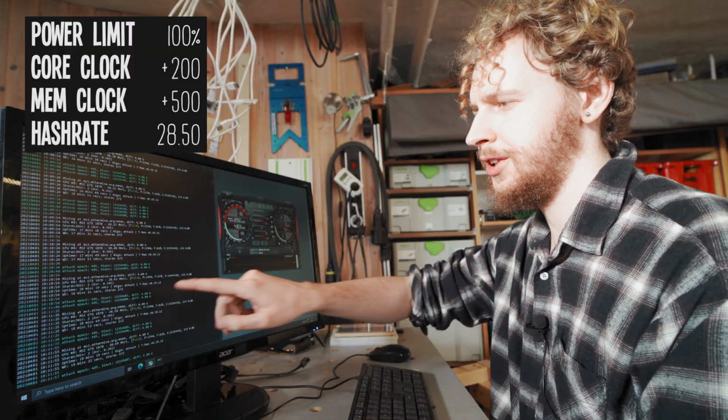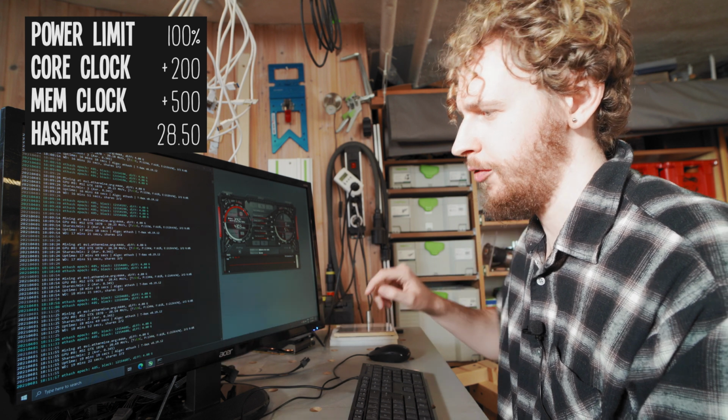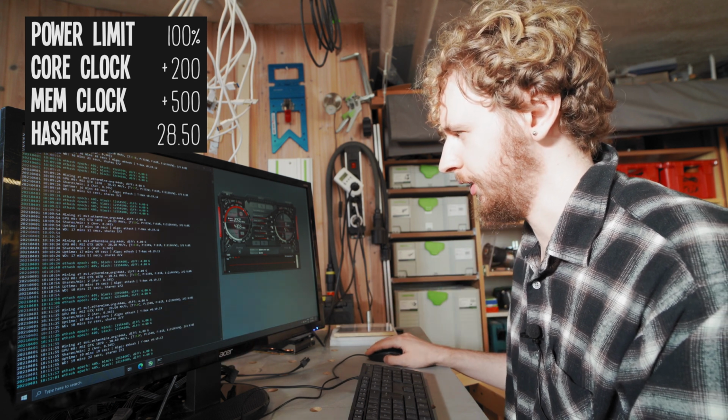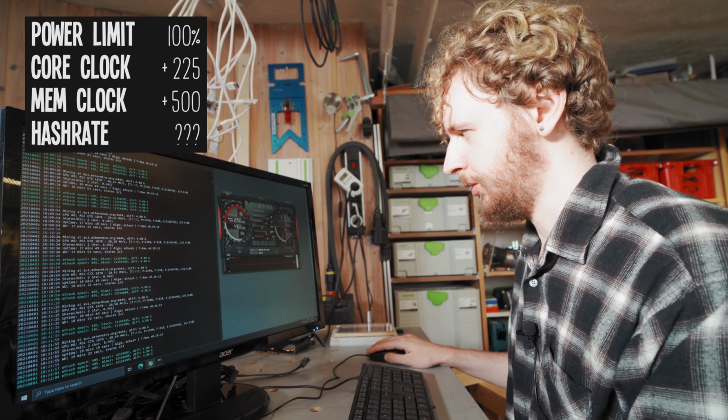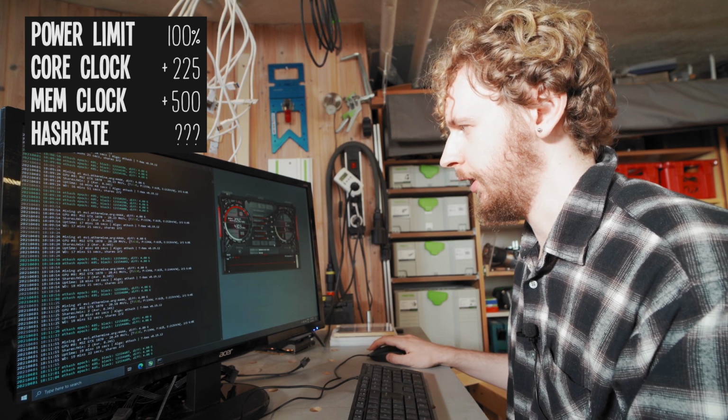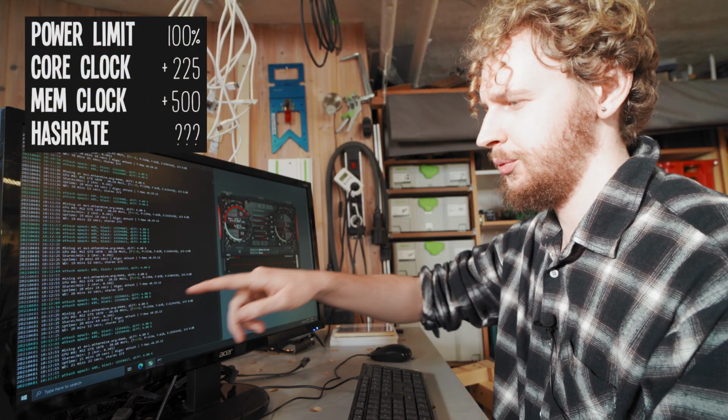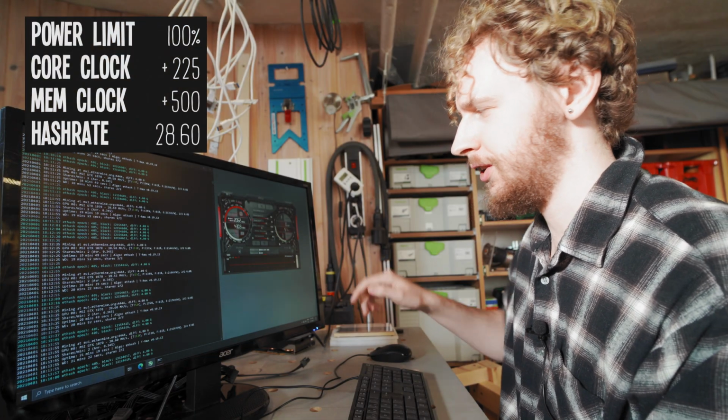All right, so we seem to have settled at around 28.5 megahash a second. So I'm gonna push it another 25 to 225. So that's +225 on the core clock, and let's see what happens. All right, so it seems we've settled at 28.6 megahash a second.